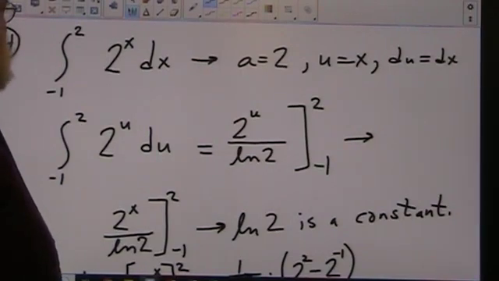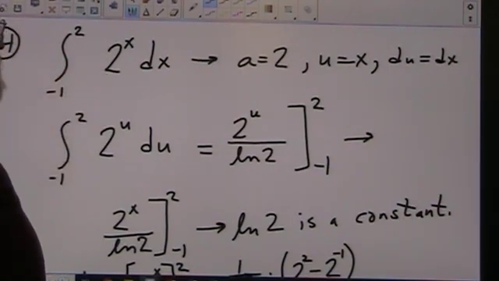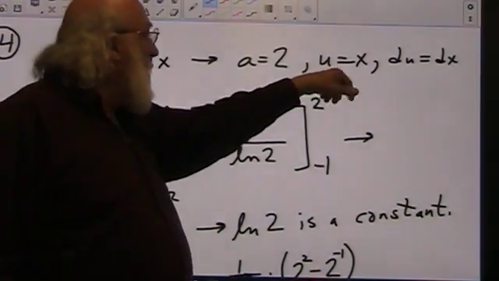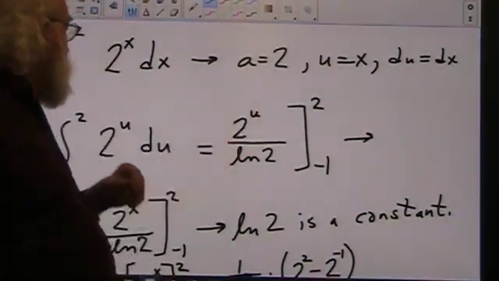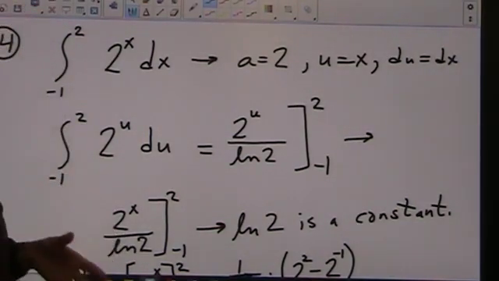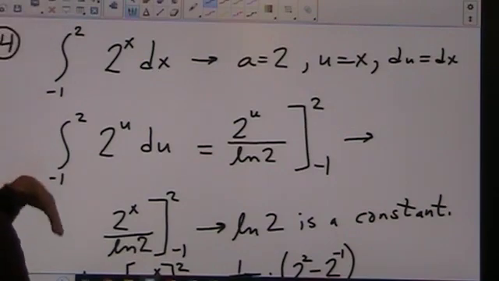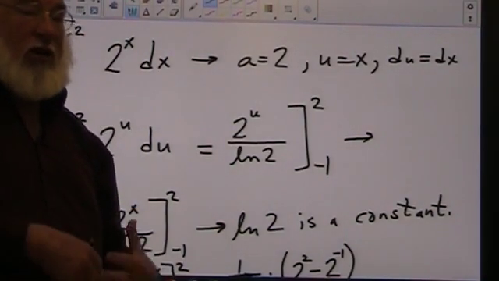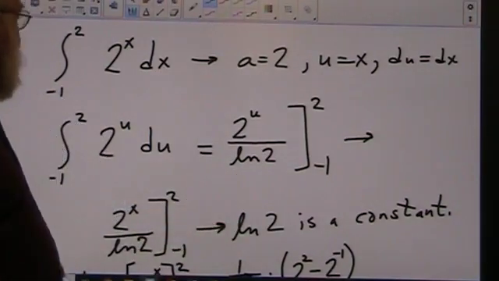The next one is 2 to the x power dx. Now we have a is 2, and u is x, and therefore du is equal to dx. What's different about this is now we have a definite integration. We're going from -1 to 2, so we can come up with a numerical value for this answer. It's not indefinite, it's now a definite integration.